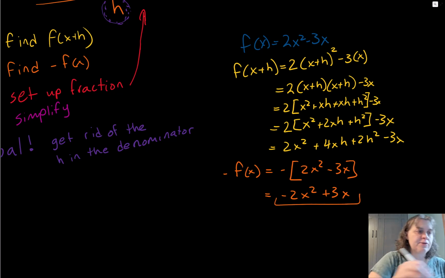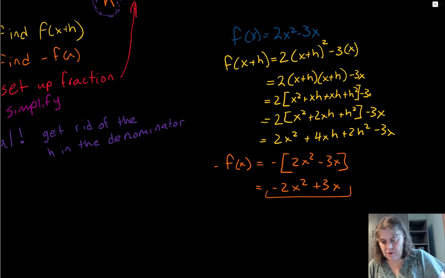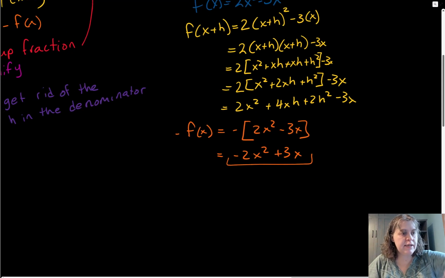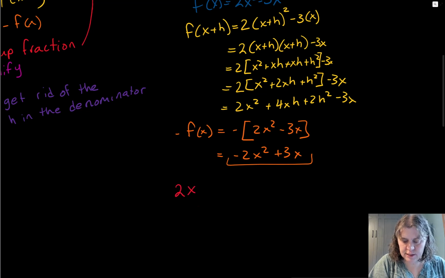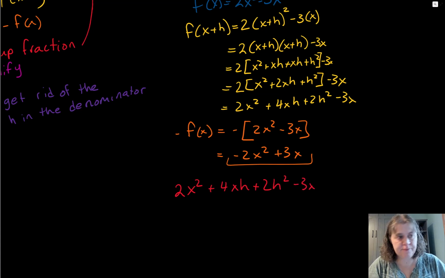Now I need to set up my fraction. So the fraction is, come on, there we go. That's my f of x plus h, right? It always does this. I don't know why it always does that. That bugs me. All right, setting up the fraction. So we've got 2x squared plus 4xh plus 2h squared minus 3x.